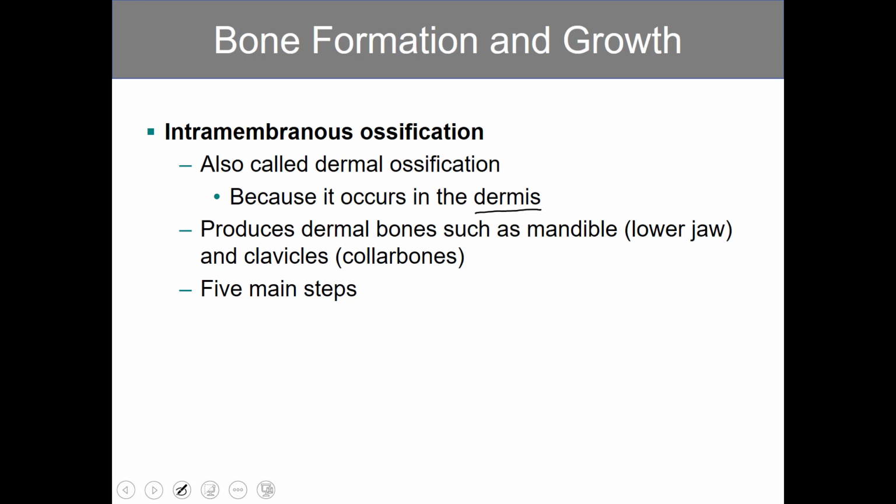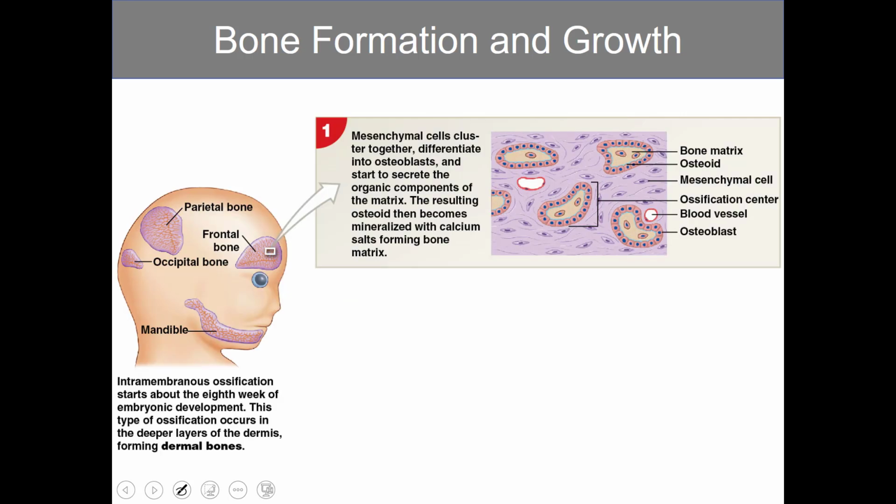And there are 5 main steps to this type of ossification. The first thing to occur is that mesenchymal cells, and remember, mesenchymal cells are a type of stem cell, cluster together, aggregate, differentiate into osteoblasts, and start to secrete the organic component of the matrix. So they're going to basically secrete collagen. The resulting collagen, which we call osteoid, then becomes mineralized with calcium salts, forming bone.